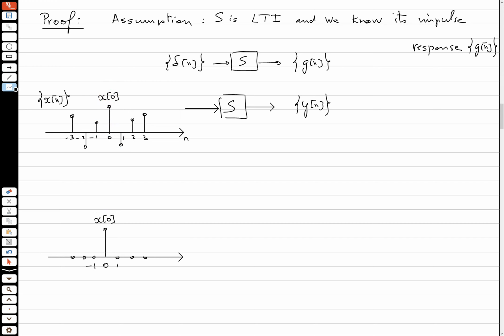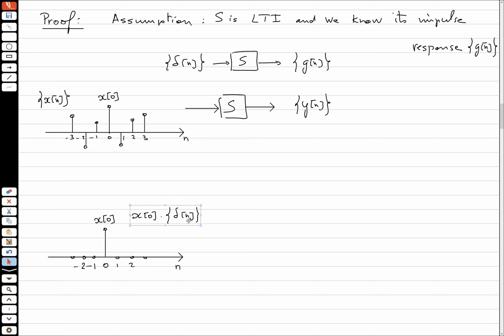All right, so you understand how I form this. Somebody tell me what would be a mathematical name or description for this sequence? Can you make this expression simpler? Correct. This is nothing but x of 0 times delta of n. Everybody agrees? Okay, good.